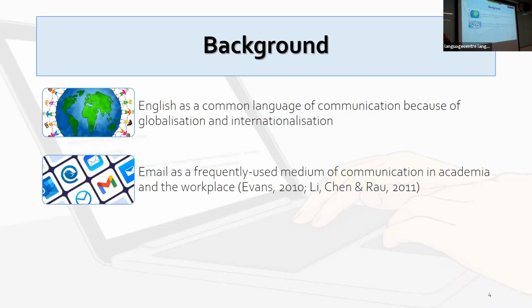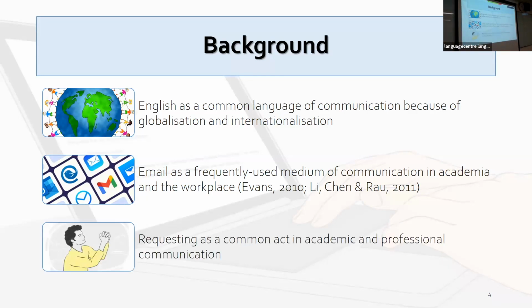And in particular, email is a very common way of communicating with one another outside the class time. When you, for example, email your friends or your lecturer to ask for more information about the course or the work or your assignment, and requesting is a very common act that we will do every day. Like what I have just mentioned, we usually ask people to do something for us.